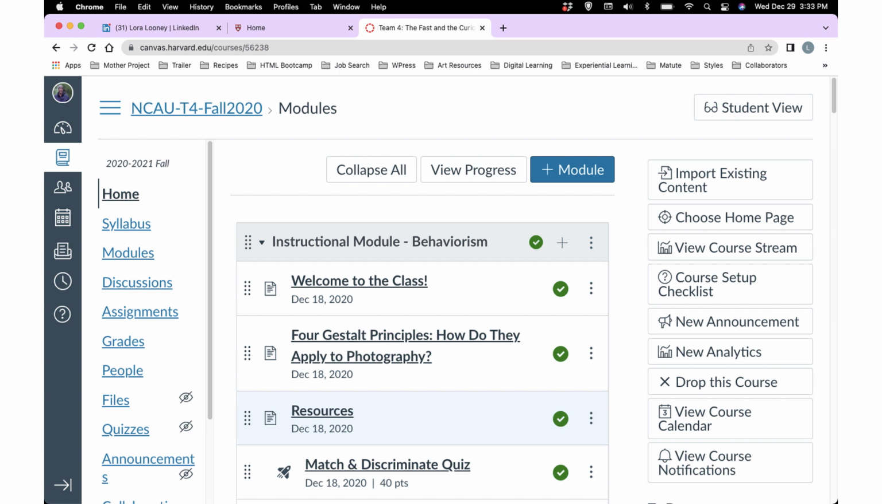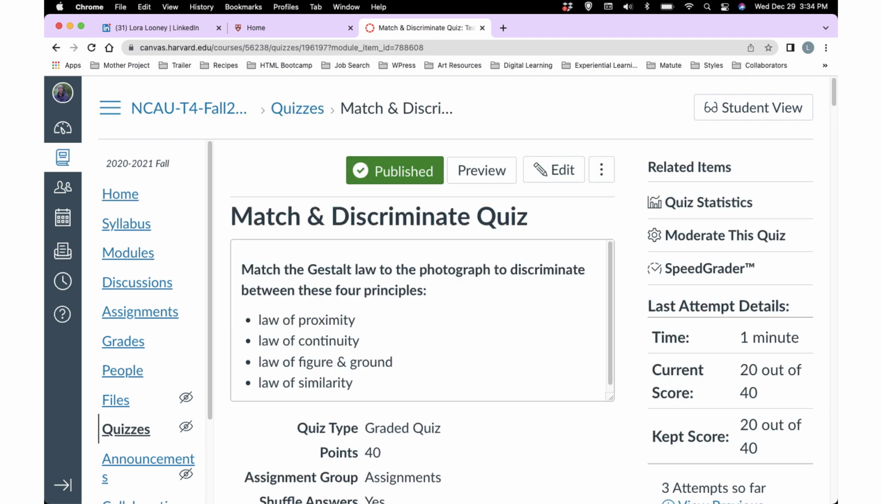For content, we chose the application of Gestalt principles to photography, and we built the 1-hour course for the general public. Now, as we move through the screenshots, we're going to focus on quizzes because I designed the quizzes, and all screenshots are what I contributed to the teamwork.